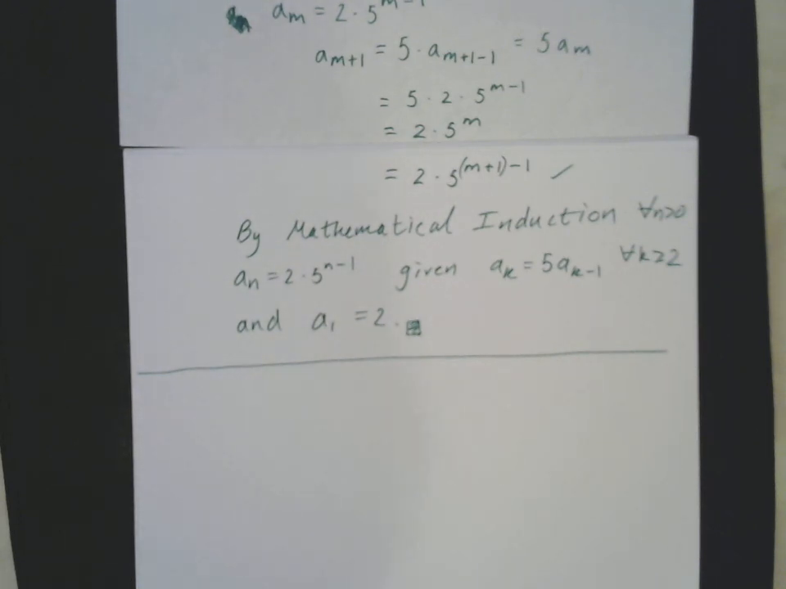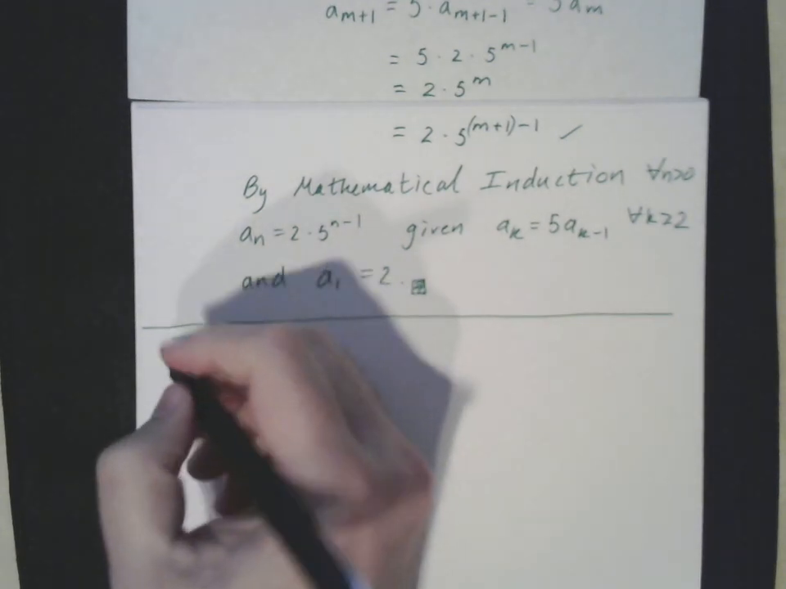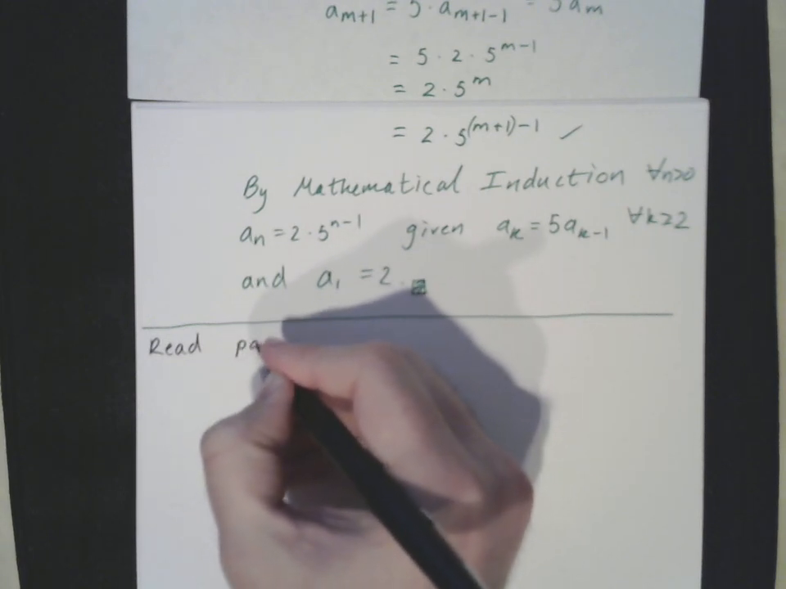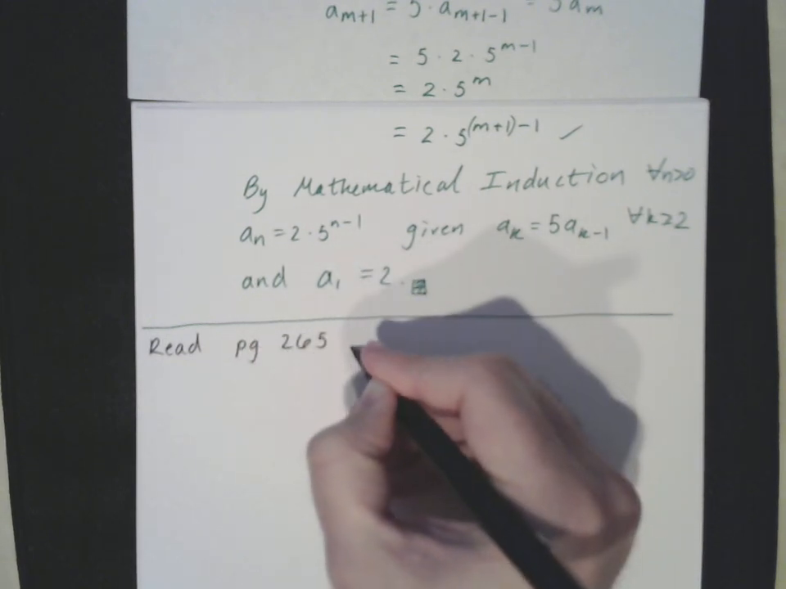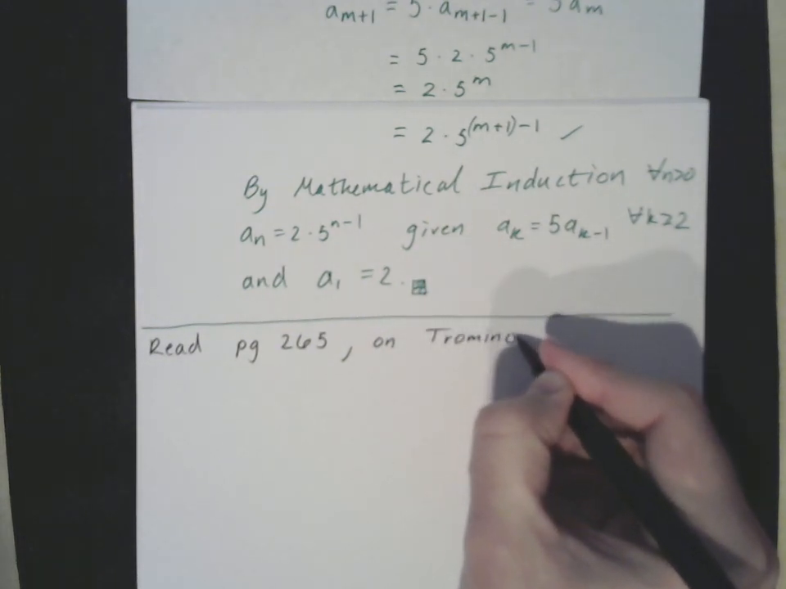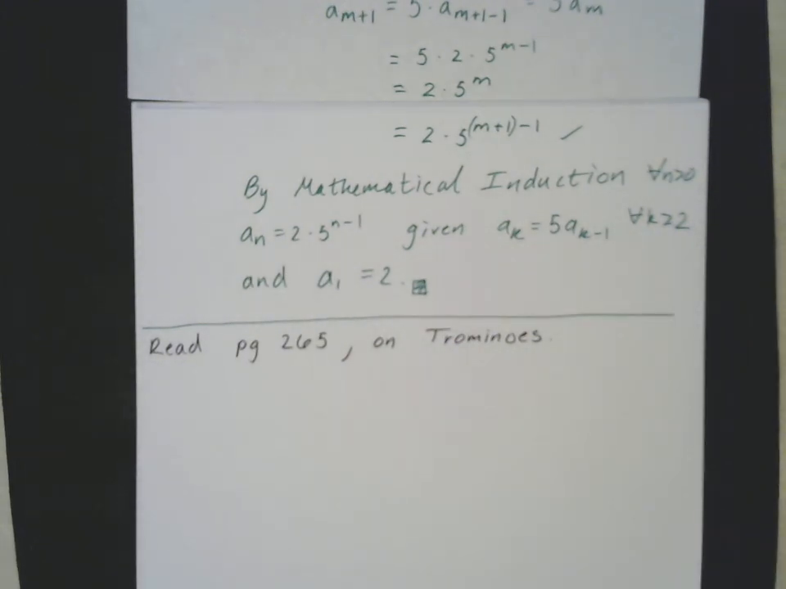Now there is a little thing that I'd like you to read in the book. If I'm not mistaken, there is a homework problem that asks you to think about it. I'm not sure if there's a proof, but it's page 265, and it's on trominos. So we know what dominoes are. Trominos are 3-sided dominoes, essentially, with 3 groupings of pips. Okay, that's the end of 5.3.